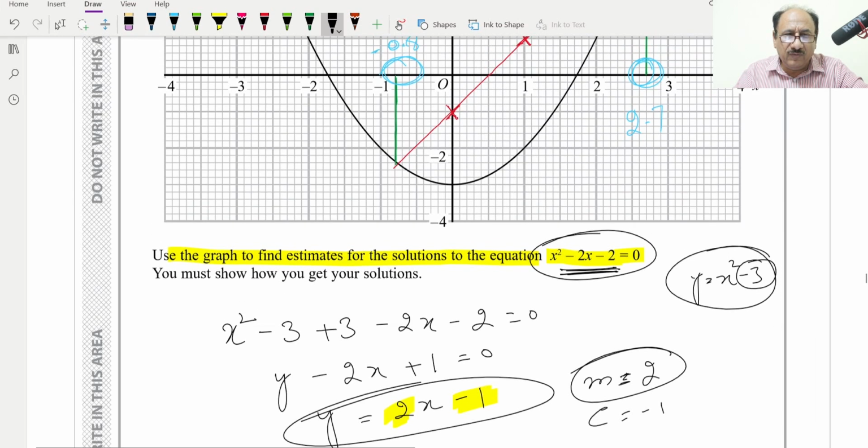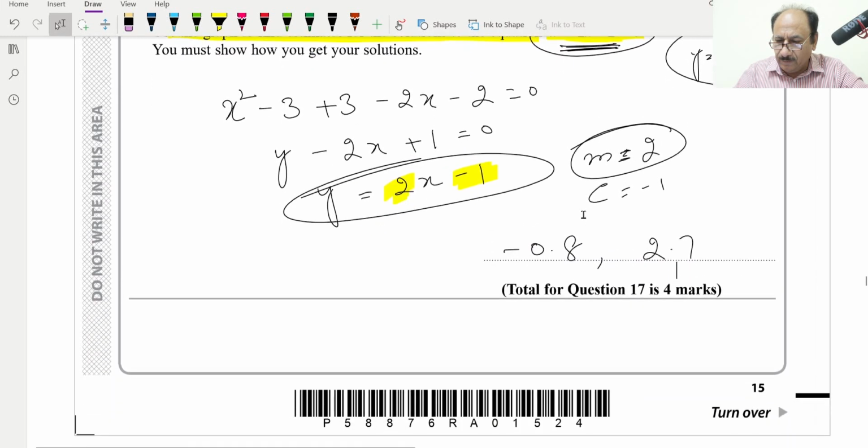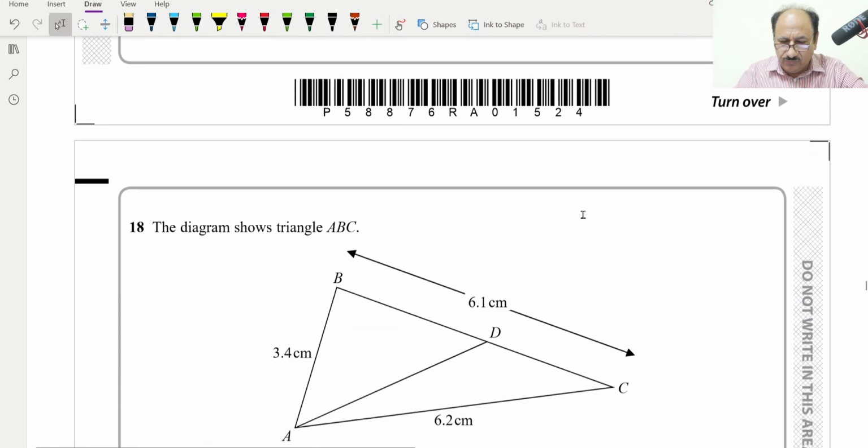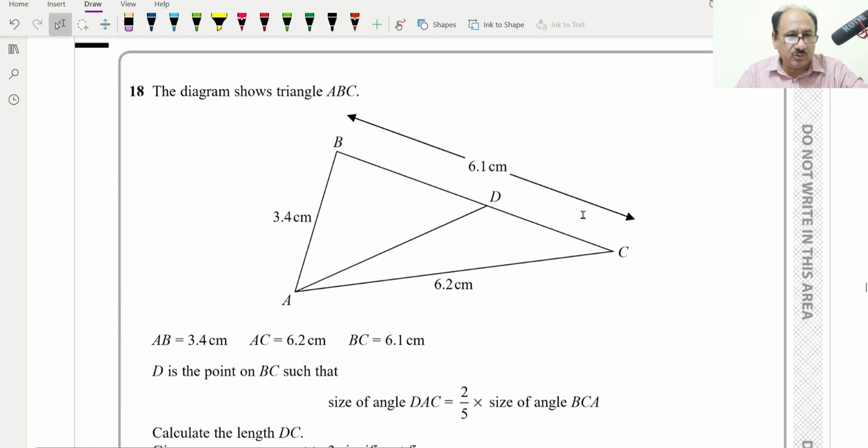This is always the case in a graph question: there is a small margin, so a range will be the answer. So this is also done.